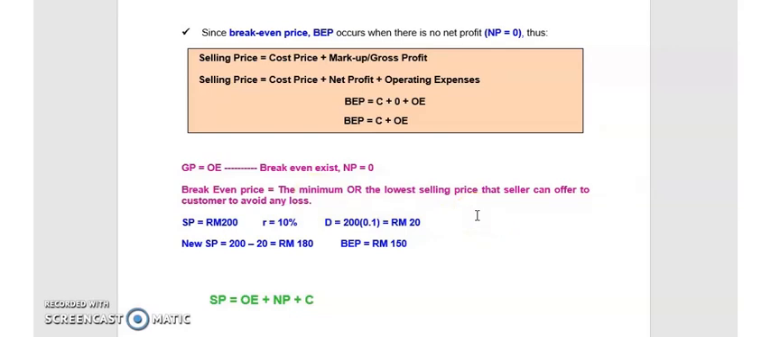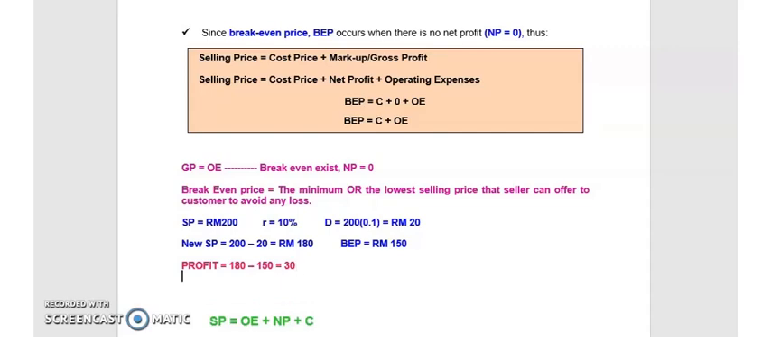Just now we gave a discount of 20 ringgit, so the new selling price is 180 ringgit. Our break-even price is 150 ringgit. So if you still give a selling price of 180 ringgit, you still get profit. Why? Because your selling price is more than your break-even price. So you still gain a profit of how many ringgit? 30 ringgit, which is 180 minus the minimum selling price.